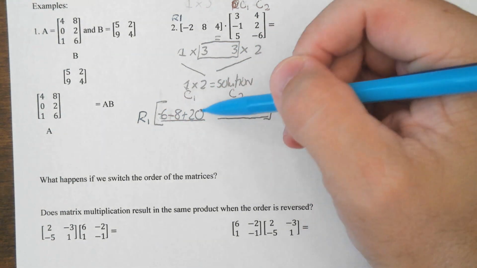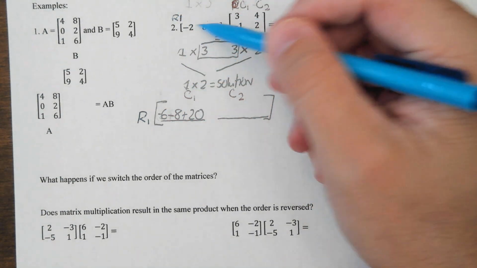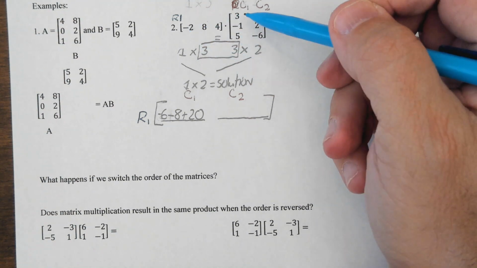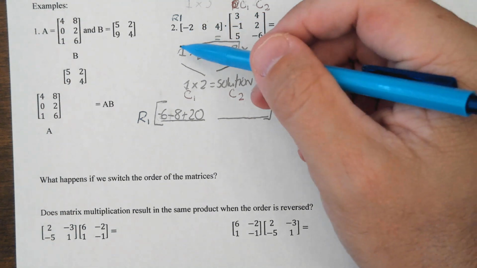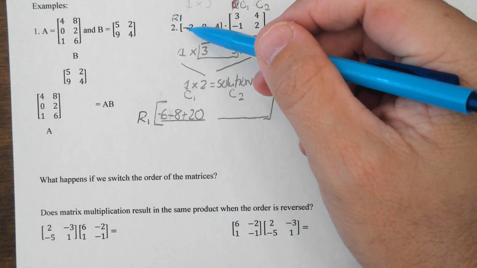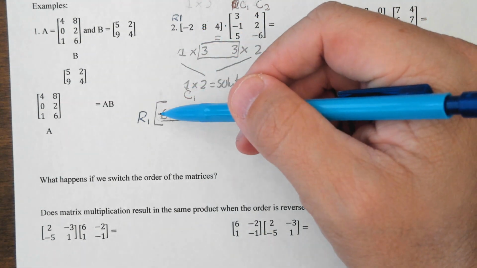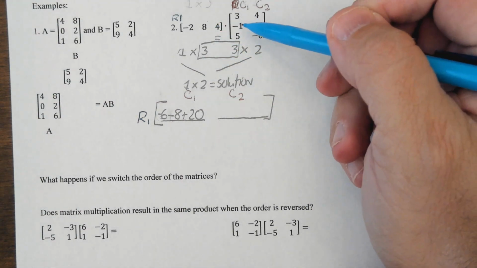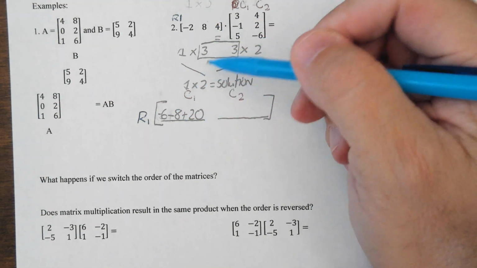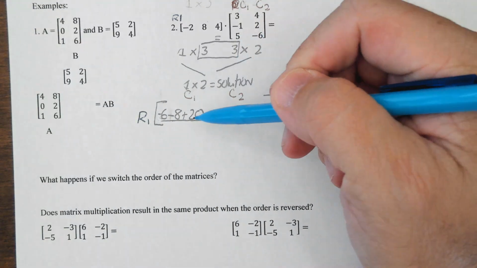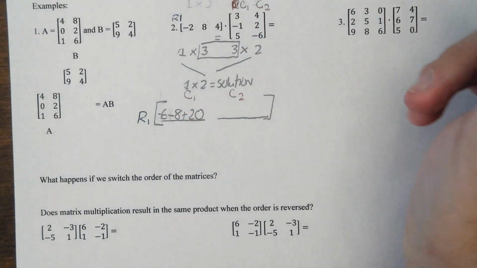So again, let's watch how I did that. I did row 1 times column 1, all going in order. -2 is first, 3 is first, right? In the rows, -2 is first, and in the column, 3 is first. So -2 times 3, -6. 8 times -1, -8. 4 times 5, 20, and then we'll continue that here in a second.